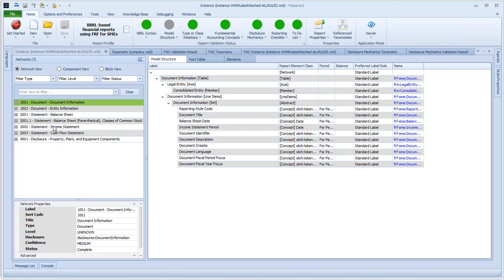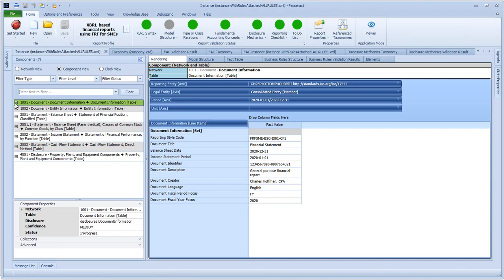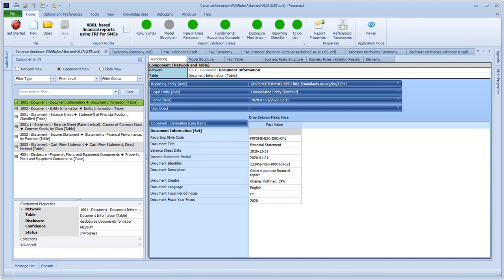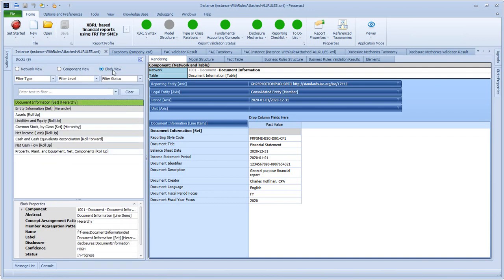Okay, so let me try and walk you through that. So here you have the networks in the report. Each network could have multiple tables, but in this case we don't. We have one table per network. But there are 7 tables or hypercubes, and there could be more than one information pattern in each hypercube, which there is.